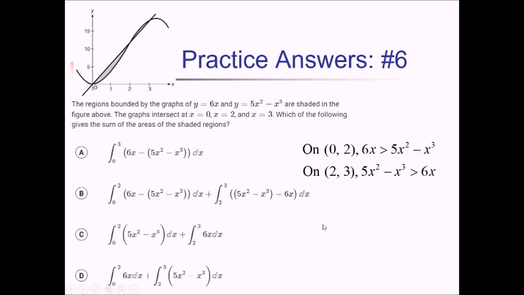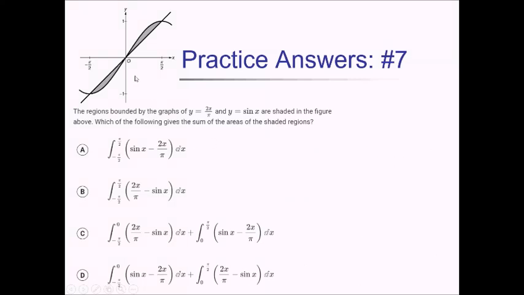I'm going to have one integral from 0 to 2, and since I always want to do top minus bottom, I'm going to do greater minus lesser, so 6x minus 5x squared minus x cubed dx. And I'm going to add that to another integral from 2 to 3. For that one, I'm going to have 5x squared minus x cubed minus 6x. Again, I'm just trying to do higher minus lower. Looking at my answer choices, this matches answer choice B.